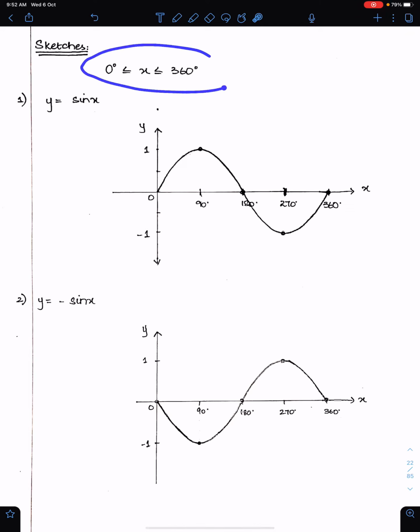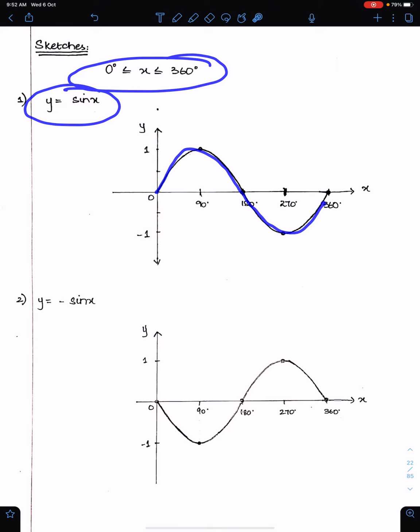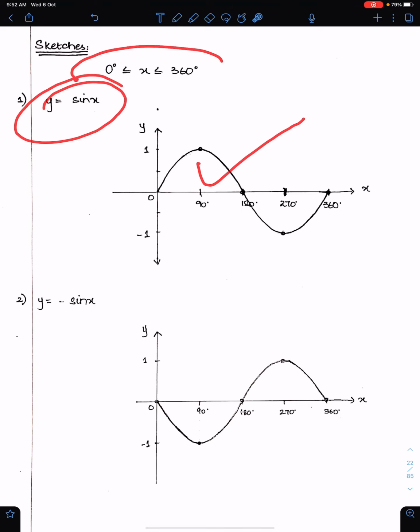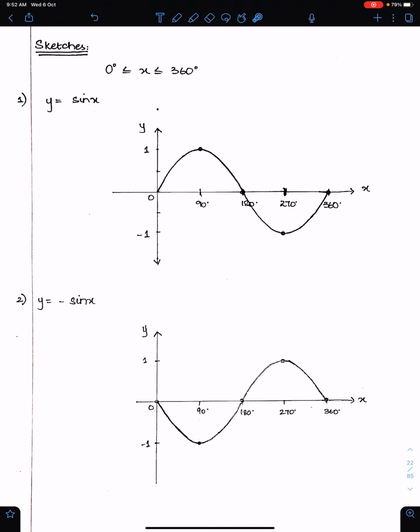Sine x. If we have to sketch y is equal to sine x for this domain, then we'll get this curve. We already have discussed this. Sine 0 is 0, sine 90 is 1, sine 180 is 0, sine 270 is minus 1, sine 360 is 0. So this is the sketch of this function for this domain. See, we took the same widths on the horizontal axis and the same width on the vertical axis. What if we have to sketch this function y is equal to minus sine x?